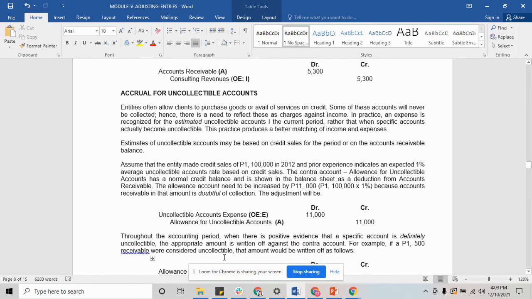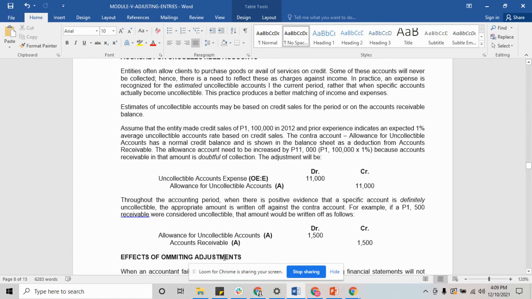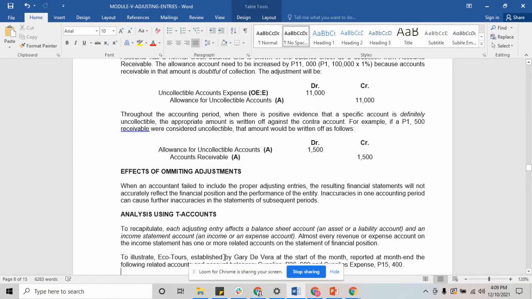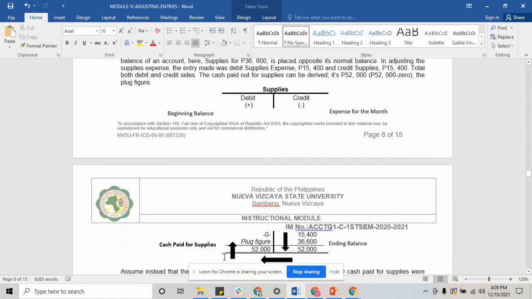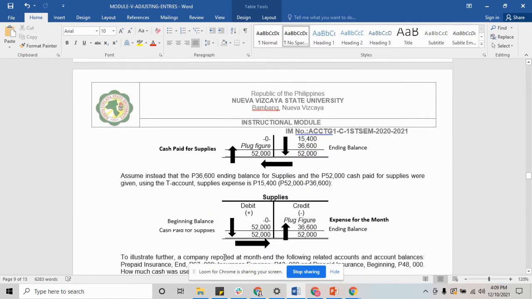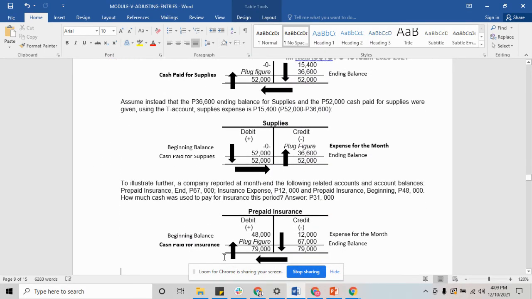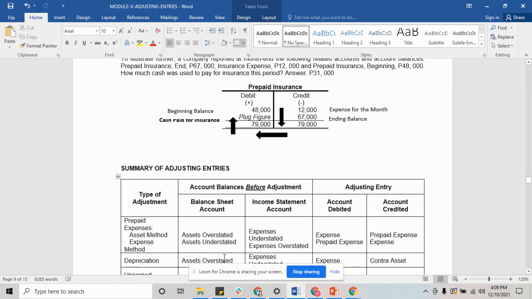Accrual for uncollectible accounts. Okay, pwede mo na rin siyang i-check. Okay, check natin.